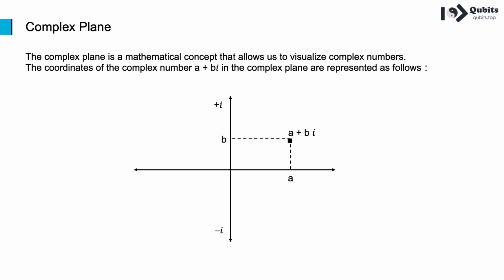It is a two-dimensional plane where the horizontal axis represents the real part of a complex number, and the vertical axis represents its imaginary part. Each point in the complex plane represents a unique complex number. This visualization tool is especially useful in understanding operations on complex numbers, such as addition, subtraction, multiplication, and division. Additionally, the complex plane provides a geometric interpretation for complex analysis, a branch of mathematics that deals with complex-valued functions.